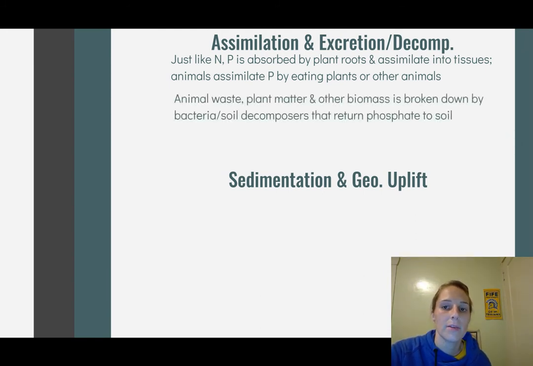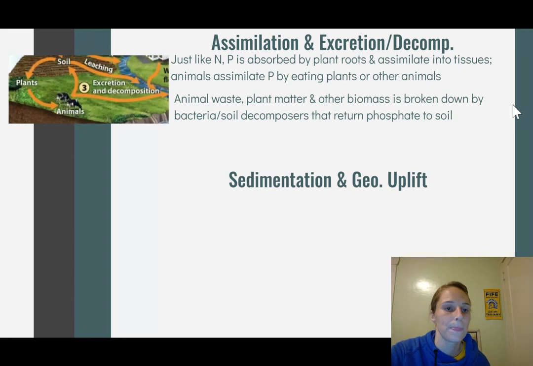Then we also have excretion or decomposition, and this is going to be in the form of animal waste or plant matter or other biomass that's broken down by bacteria and soil decomposers, and this is a process that returns phosphate to the soil. So if we zoom in on part of that cycle that we were looking at in the last slide, you're going to have the animals and plants assimilating it, but then they also will excrete it, or if they die, they will decompose, and that's going to be a way that it can be returned to the soil.